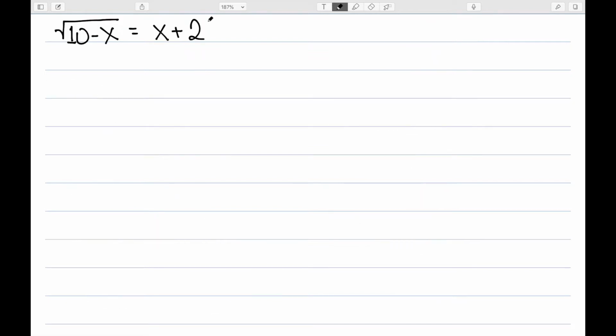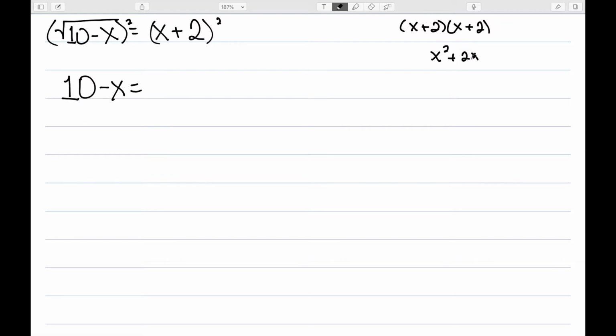My next one, the square root of 10 minus x equal to x plus 2. Once again, we start by squaring both sides since my square root is already alone on the left-hand side. The square and the square root cancel each other out. I have 10 minus x. The right-hand side, I do need to FOIL this. So that's x squared plus 2x plus 2x plus 4. Or in other words, x squared plus 4x plus 4.